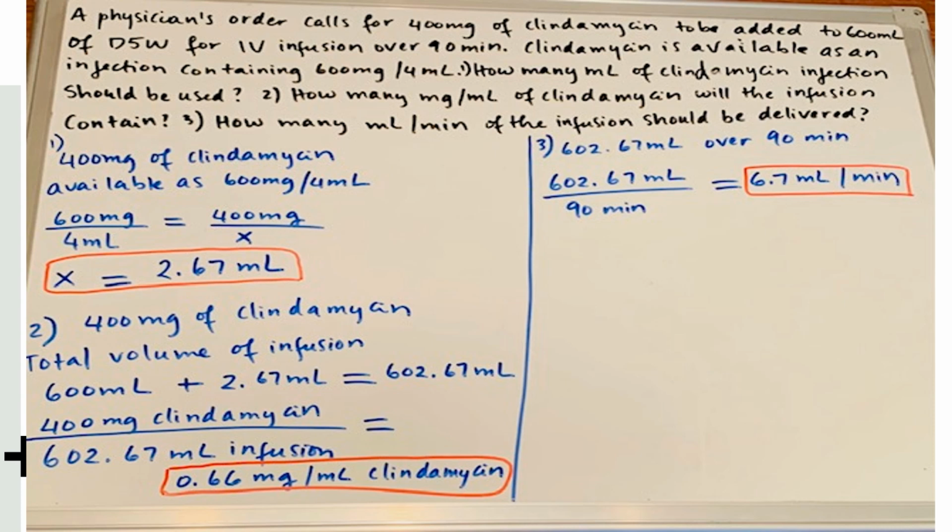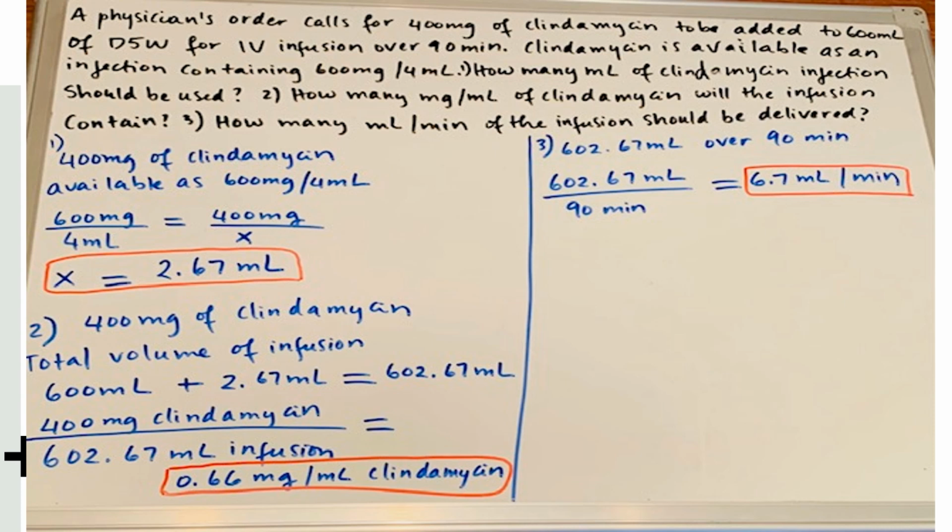Okay, let's look at another example. A physician's order calls for 400 milligrams of clindamycin to be added to 600 ml of D5W for IV infusion over 90 minutes. Clindamycin is available as an injection containing 600 milligrams per 4 ml.